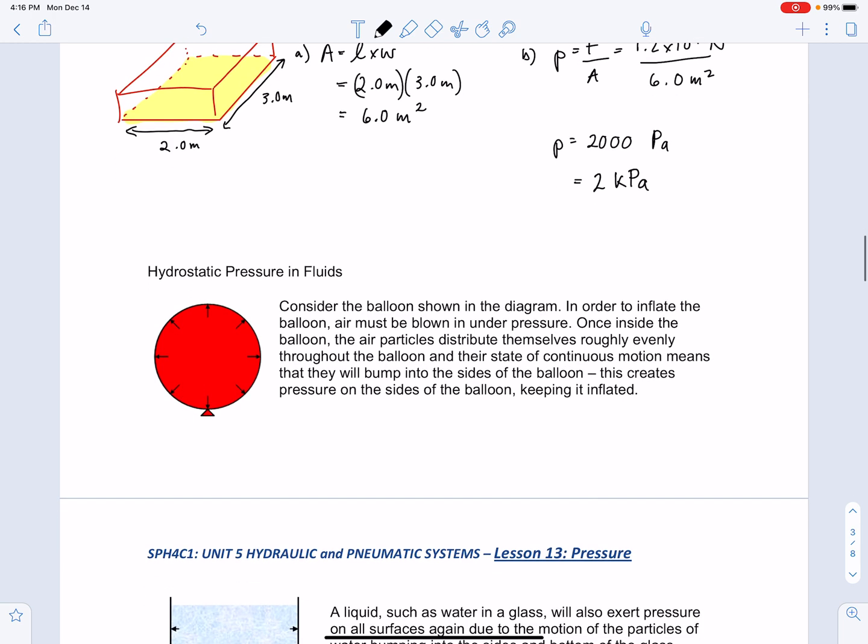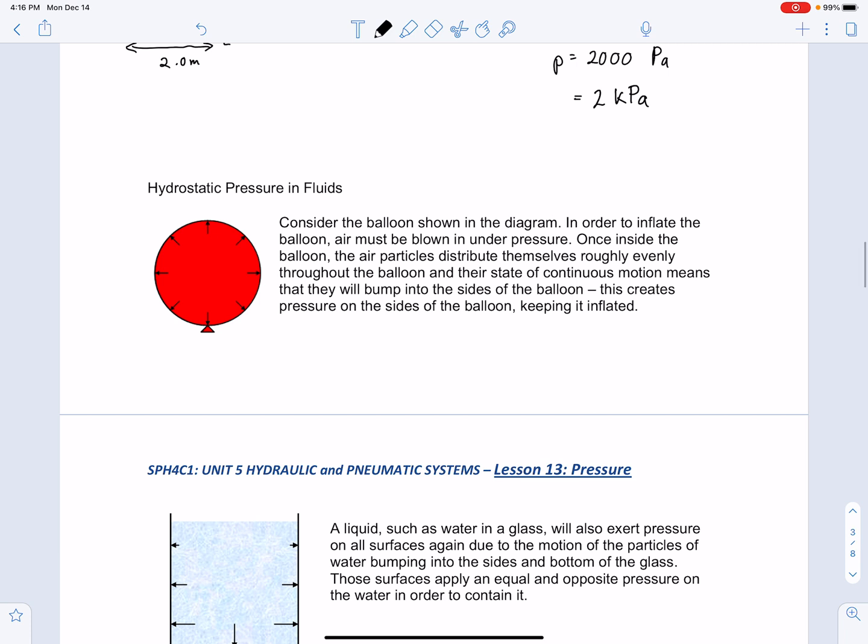Let's look at hydrostatic pressure in fluids. Consider the balloon shown in the diagram. In order to inflate the balloon, air must be blown in under pressure. Once inside the balloon, the air particles will distribute themselves roughly evenly throughout the balloon, and their state of continuous motion means that they will bump into the sides of the balloon. This creates pressure on the sides of the balloon, keeping it inflated.